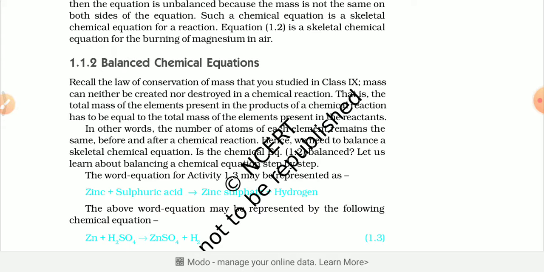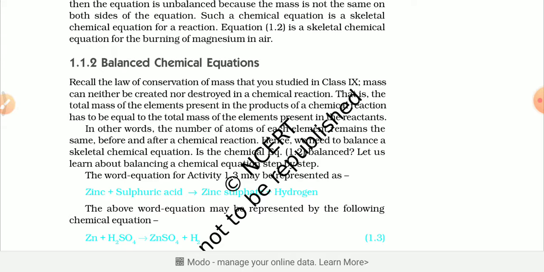Here, the balanced chemical equation. In the previous topic I gave the definition of the balanced equation. A balanced equation means when the number of atoms of the elements in the reactants is equal to the number of atoms in the products, then we can say that it's balanced.